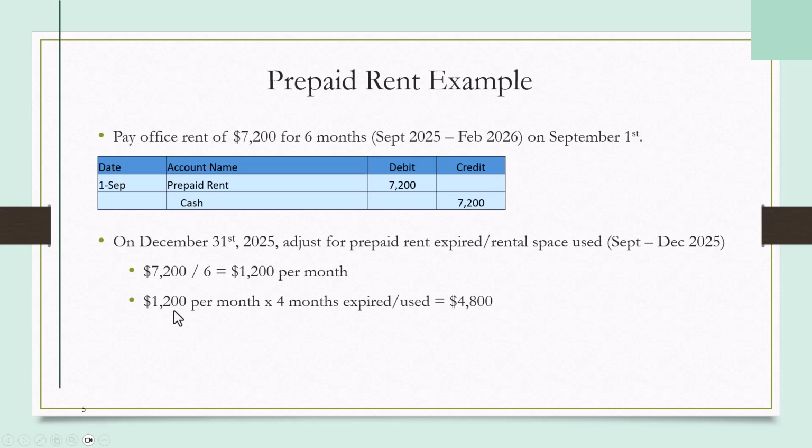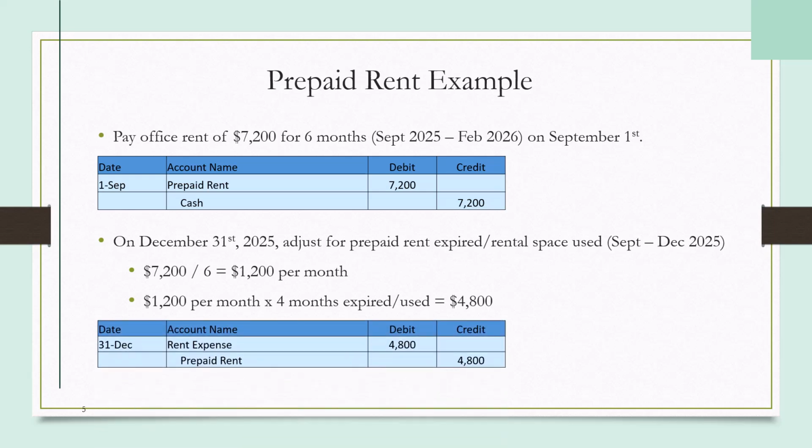And then you would multiply that $1,200 times the 4 months that have been expired or used up. Different textbooks will use different terminology, so that's why I put both of these words in here. You could use either term, but the point is that time has passed, and this amount, the $4,800, should no longer be in the prepaid rent account since that amount has been used. Even if they didn't actually physically use the rental space, they still paid for that rental time period, and that rental time period has passed.